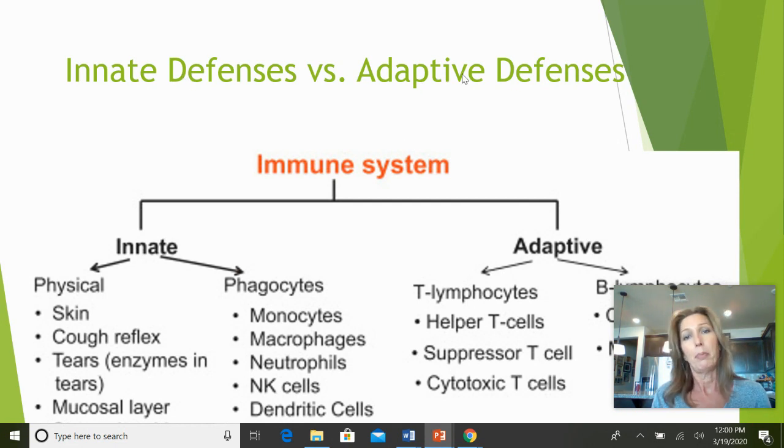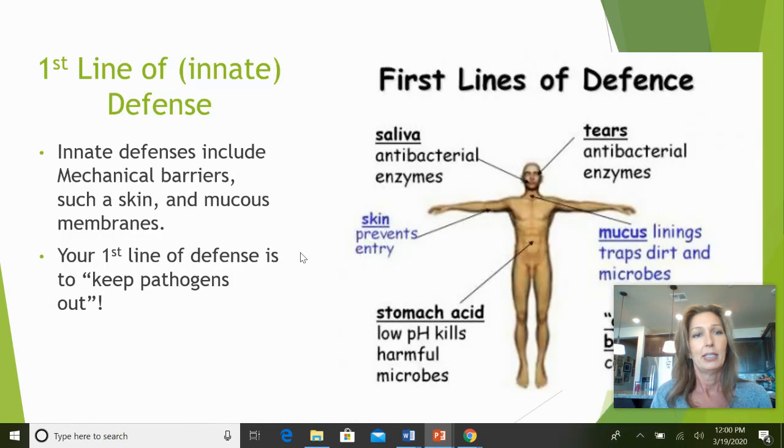Now, the more complex, and actually, in my opinion, the coolest type of defense is this adaptive defense. Adaptive defenses are always at the cellular level using very specific white blood cells that we're going to talk about, your T cells and your B cells. It's through this adaptive defense, once your body goes through this, that establishes immunity to certain pathogens. So we'll talk about our innate immunity, then we'll talk about our adaptive immunity, and then we'll wrap up.